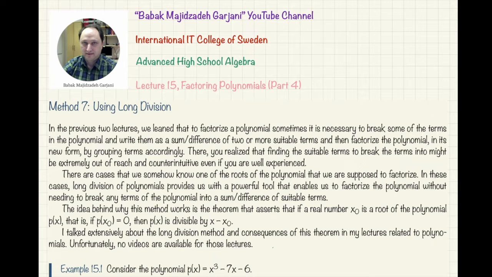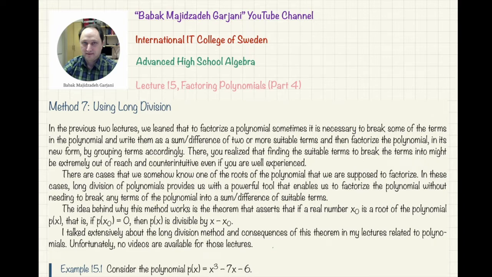Of course, finding suitable terms to break the terms into might be extremely out of reach, counterintuitive, intractable, even if you are really experienced. It's not easy to guess or to see the strategy to find suitable terms.